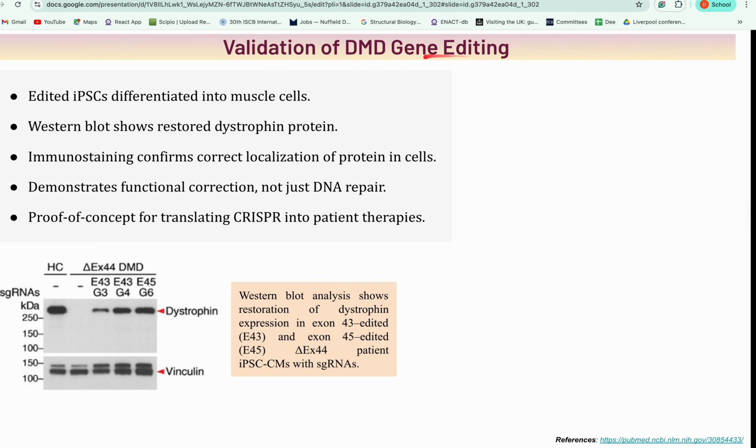Now the validation of DMD gene editing. So edited induced pluripotent stem cells are differentiated into muscle cells. Western blot shows that the expression of dystrophin is restored, because after doing the knockout of this particular exon, we will see how it influenced the dystrophin protein.